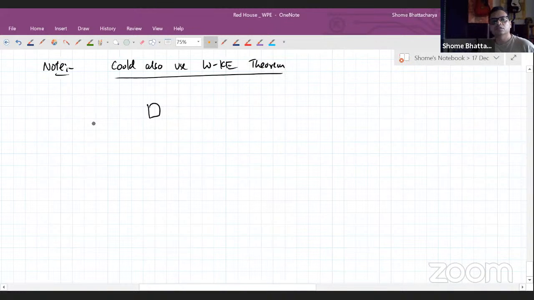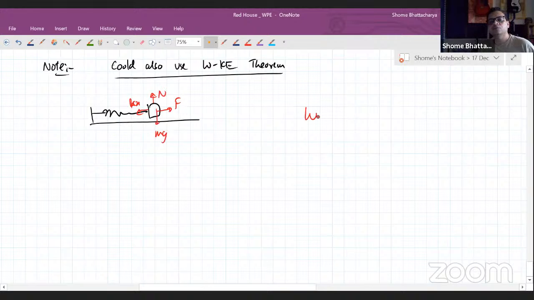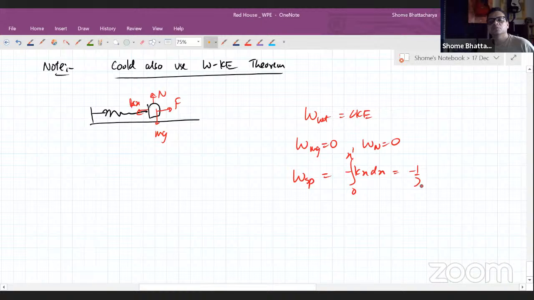As the block is moving, there are two forces doing work on it. In total, there are four forces, but out of those four, only two of them are doing work. You would have seen that the net work done is the change in kinetic energy. So the work done by mg is 0, the work done by the normal reaction is 0, but the work done by the spring force is the integration of minus kx dx from 0 to x. So it is minus half kx square, because the spring force is acting in the negative direction while the displacement is in the positive direction. Work done by F is Fx.